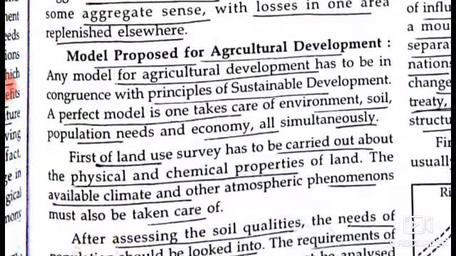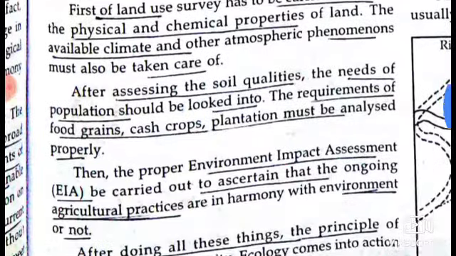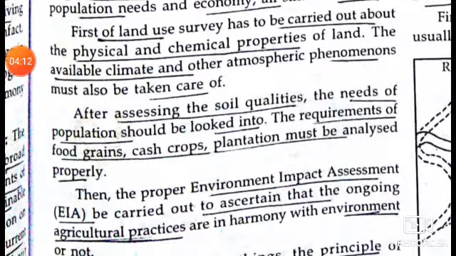Models proposed for agricultural development. Any model for agricultural development has to be in congruence with the principles of sustainable development. A perfect model is one that takes care of environment, soil, population needs and economy all simultaneously. For the first, a land use survey has to be carried out about the physical and chemical properties of land. The available climate and other atmospheric phenomena must also be taken care of.